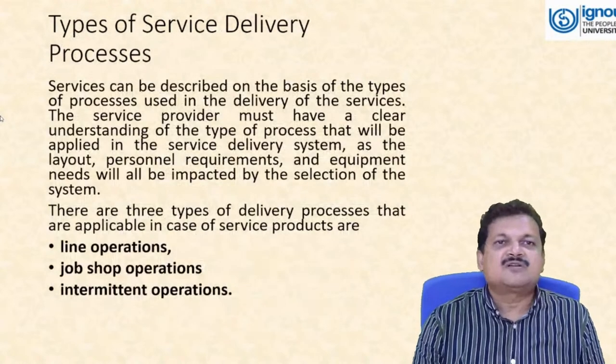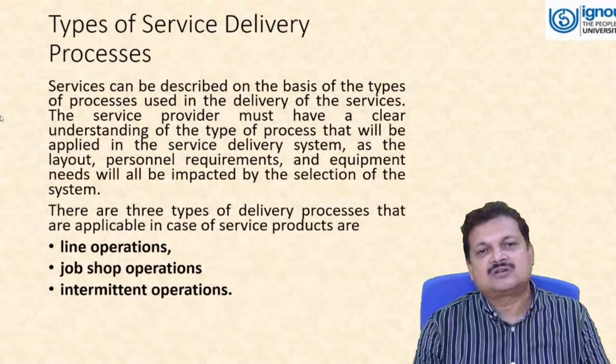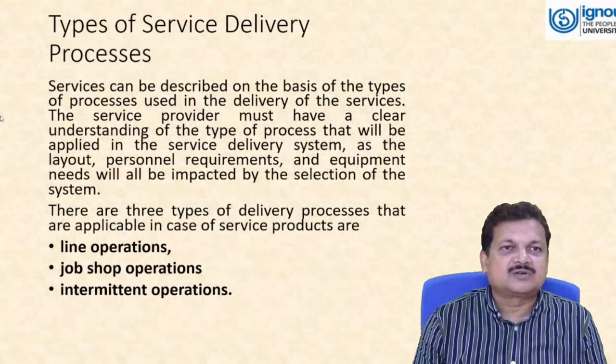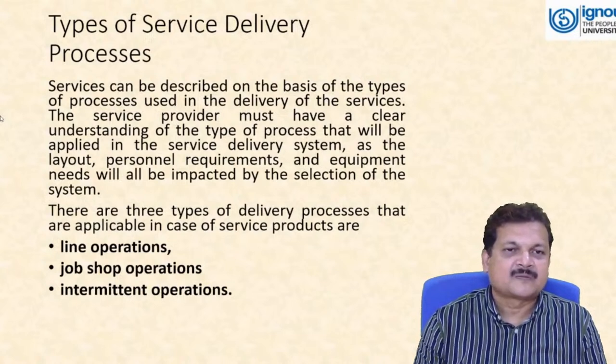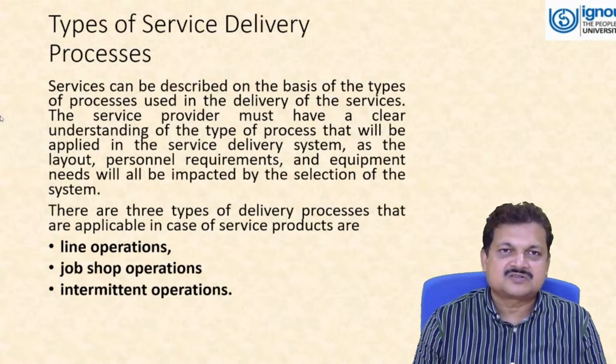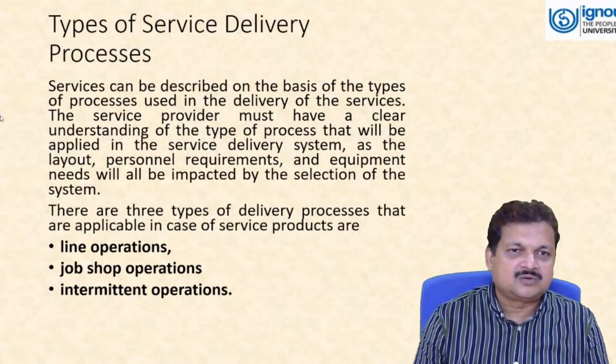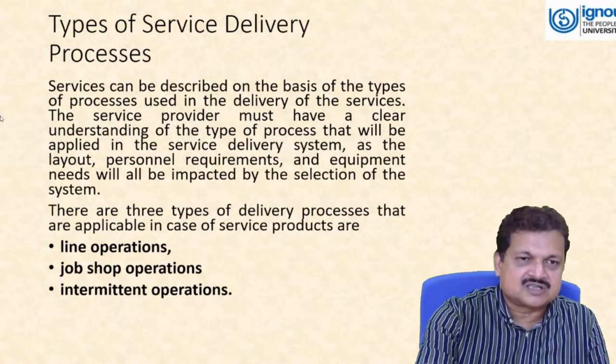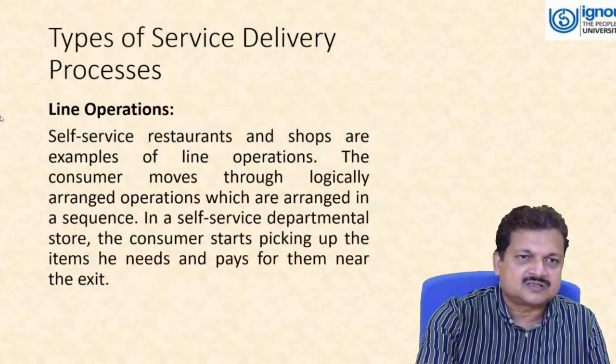Now, types of service delivery process. So, how the companies are trying to deliver the services through different processes. One is your line operations. Second is your job shop operations. Third is intermittent operations. So, here we need to see how these things are different from each other.